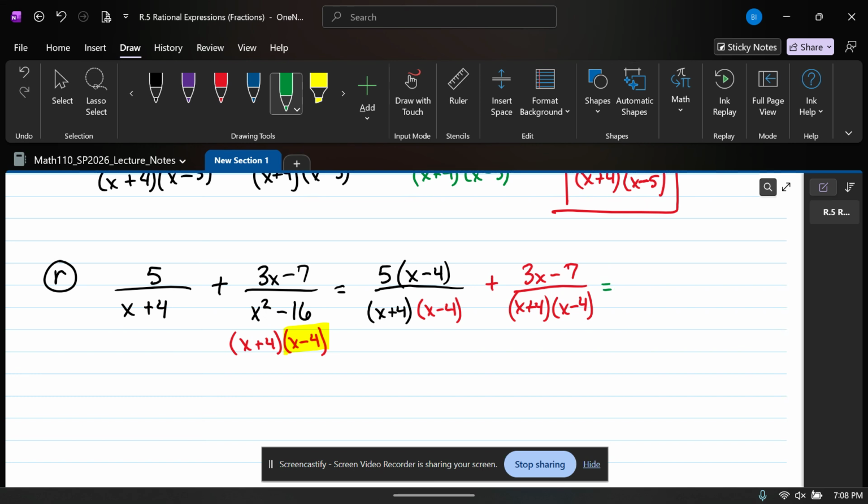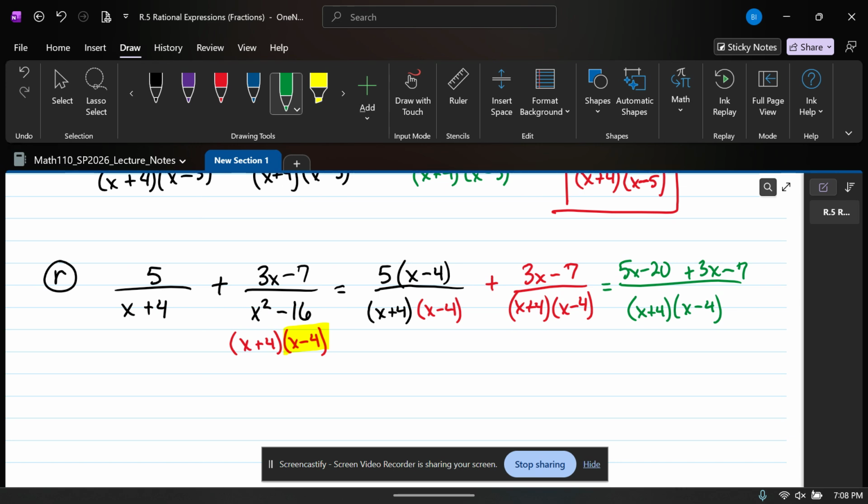Now, denominator stays the same, so that's x plus 4, x minus 4. The numerator, what do I do with the 5 and that x minus 4? Yeah, it's distributive property. So I'm going to say 5 times x minus 5 times 4. So that'd be 5x minus 20 plus 3x minus 7.